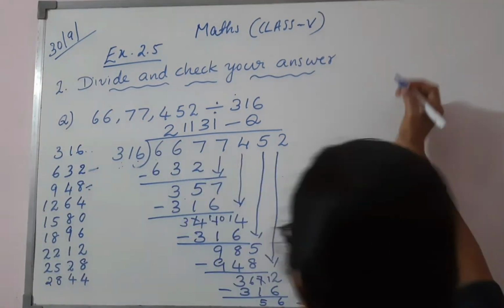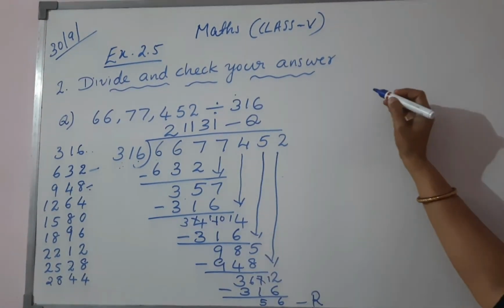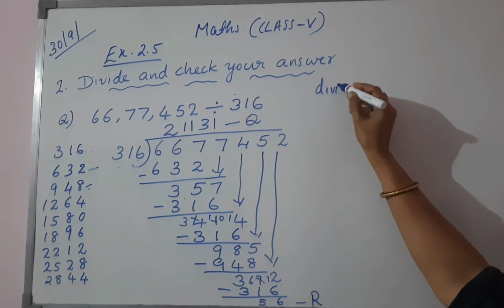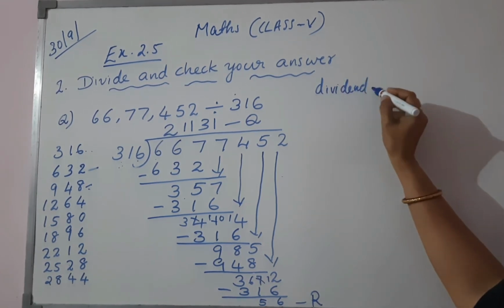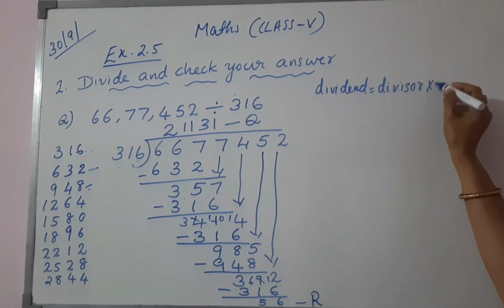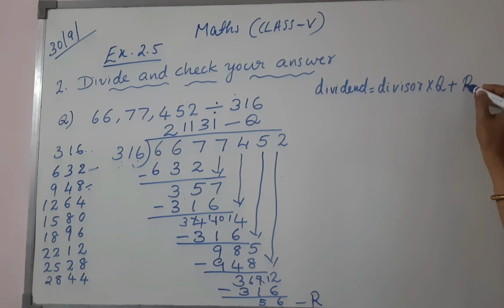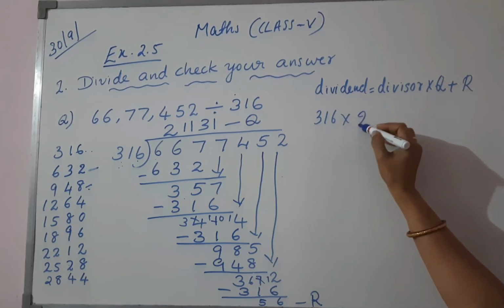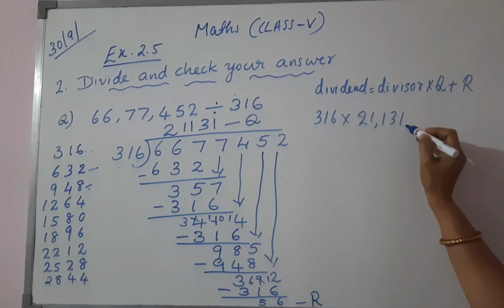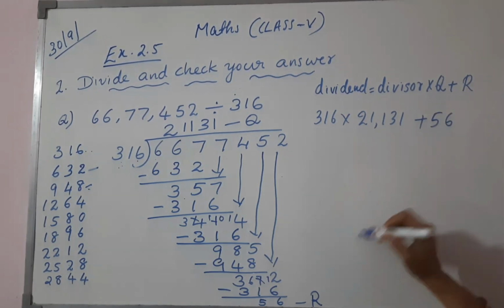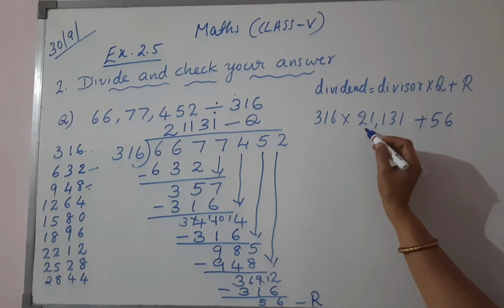So here I am going to check whether the answer is correct or not. Divisor into quotient plus remainder is equal to dividend. Always you have to write that. So what is the divisor? 360 into quotient 21,131 plus remainder. What is the remainder? 56. So here 360 multiplied by 21,131.